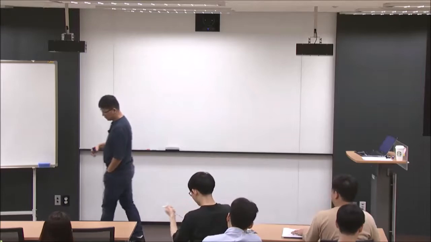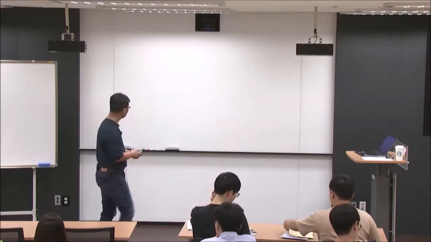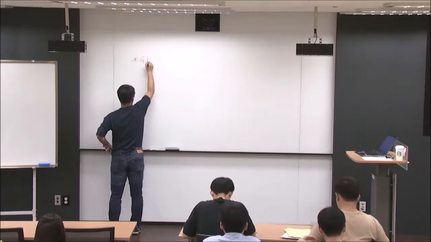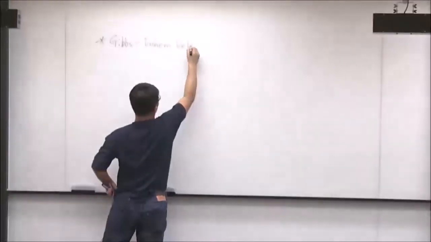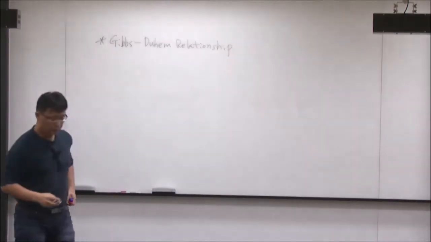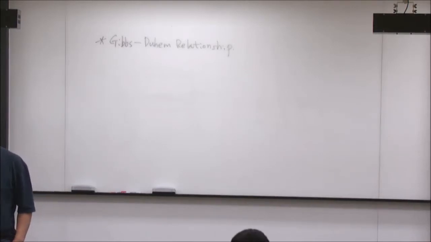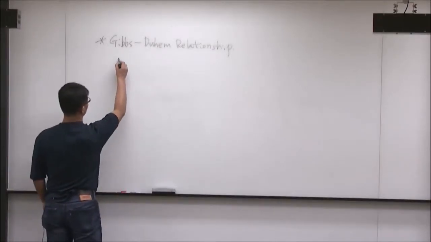So in the last lecture, we were talking about the Gibbs-Duhem relationship. Let's recap a little bit about the Gibbs-Duhem relationship, and then we'll move to the phase diagram today. The Gibbs-Duhem relationship is the relationship between the partial properties inside of the solution.